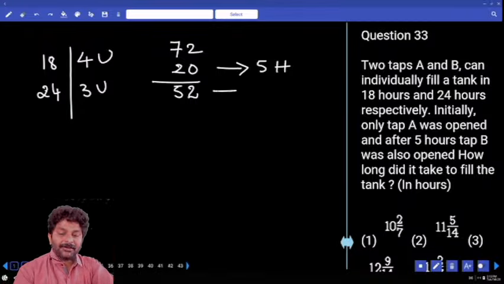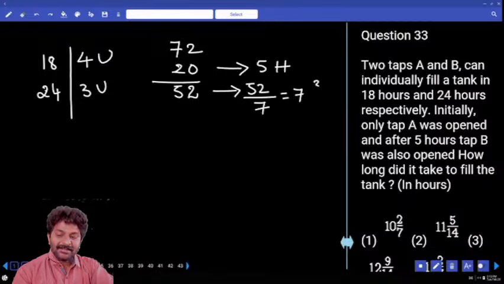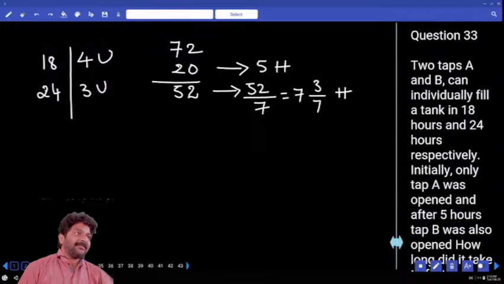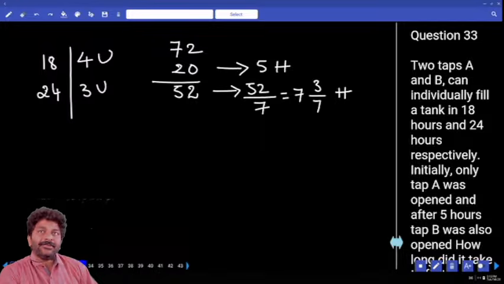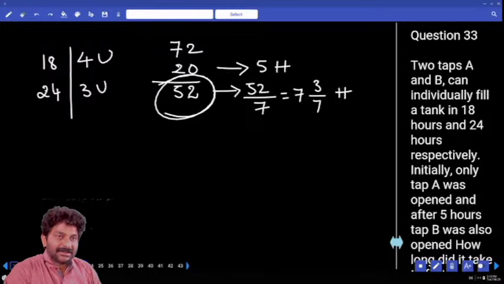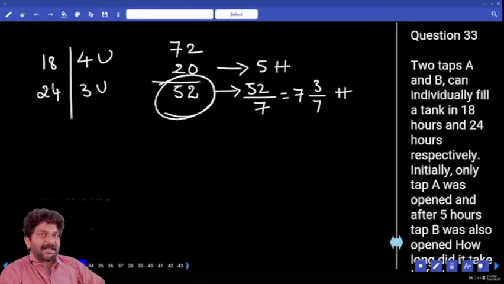So now time to fill this is equal to 52 by 7. This is 7, 3 by 7. If the question is to identify time to fill the remaining tank, be careful here. Time to fill the remaining tank. Remaining tank in the sense 52 units only. And for that how much time is taken?